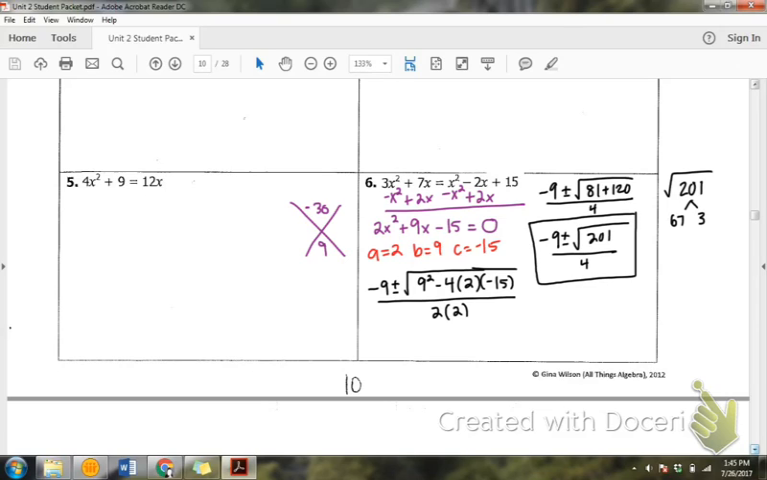What is 67 times 3? There you go. So we're back to 201, right? So our answer is just going to be this. If our square root does not break down, we just have the square root of 201.